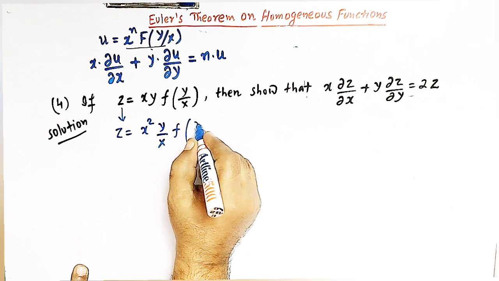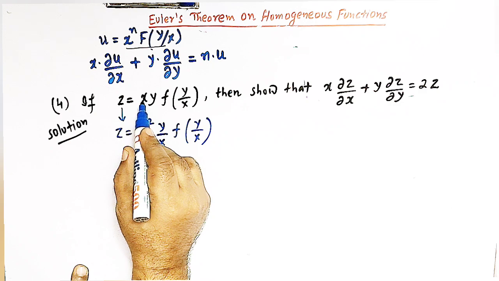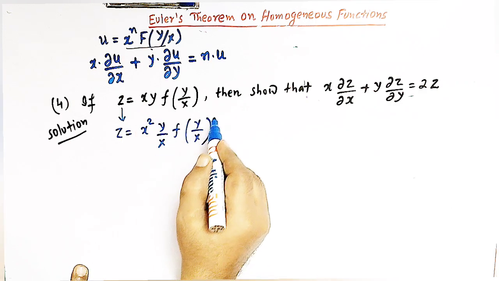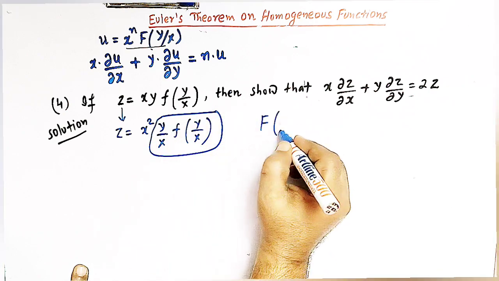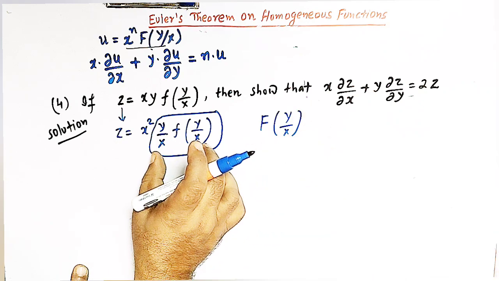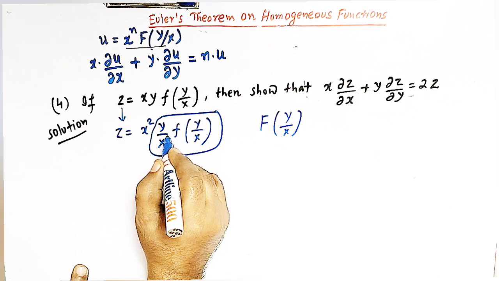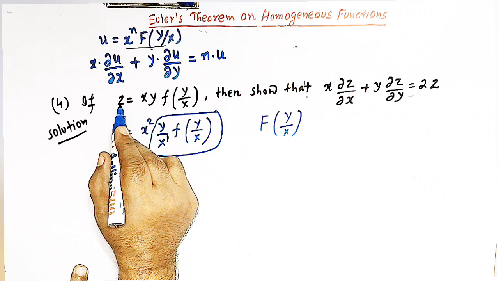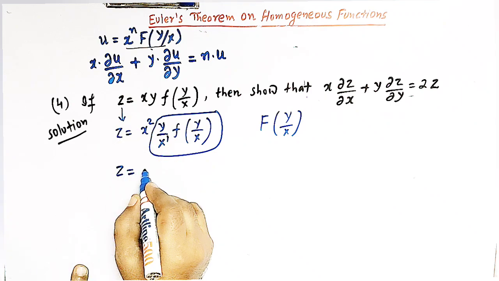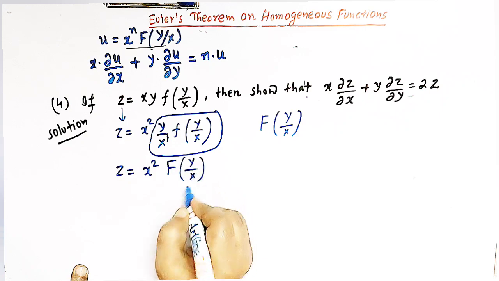And here we have f of y over x. So the purpose of multiplying this term by x and dividing by x is that this function takes the form that is f of y over x. So this expression is a function of y over x, and here if we cancel this x with this x, again we'll get the function z. So now we can write z is equal to x square times f of y over x, right?